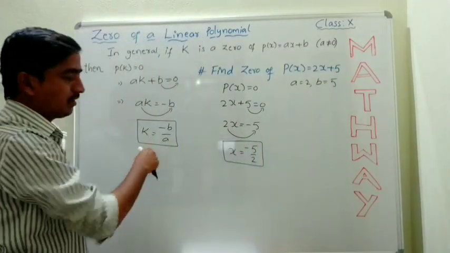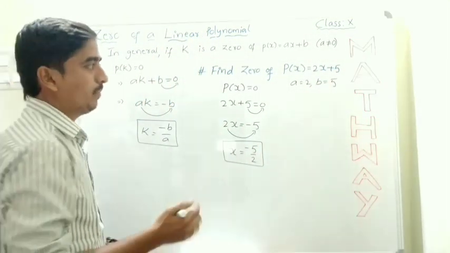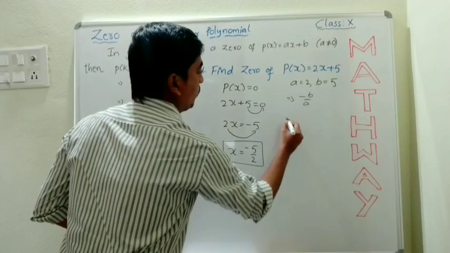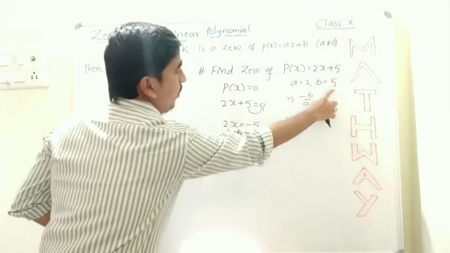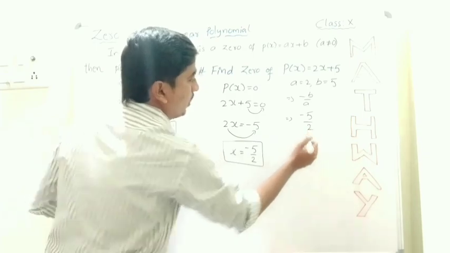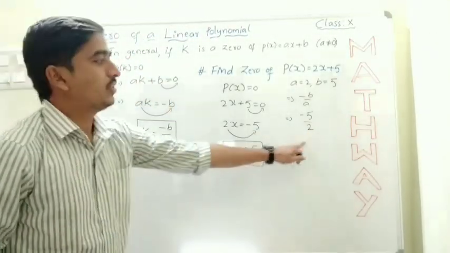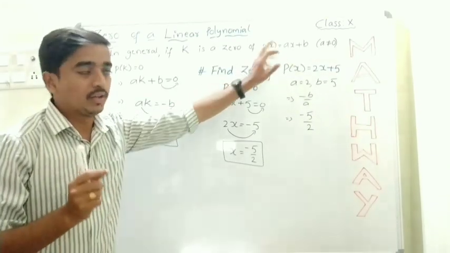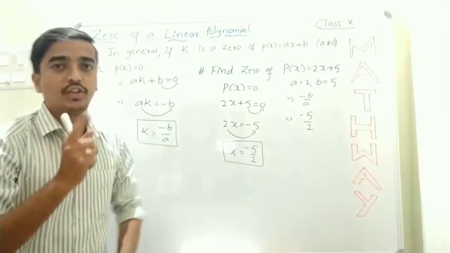So the 0 of a linear polynomial is minus b by a. Then substitute the b value and a value here. B we got 5, so minus b means it is minus 5 by 2. In this way also we can get the same 0. If you observe here, the degree of the linear polynomial is 1. That's why we are getting only 1 0 of the polynomial.